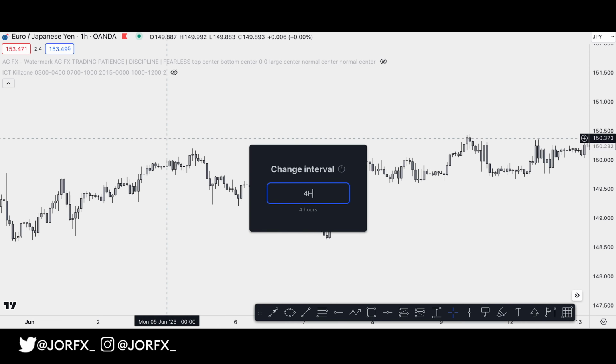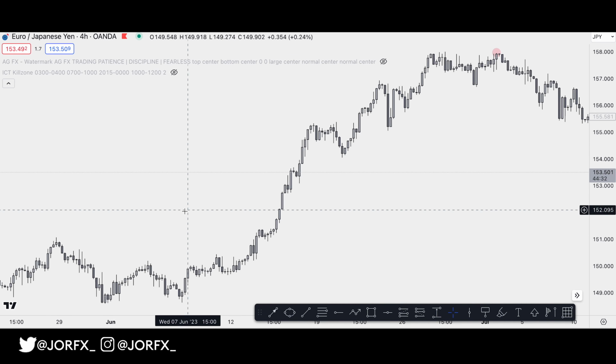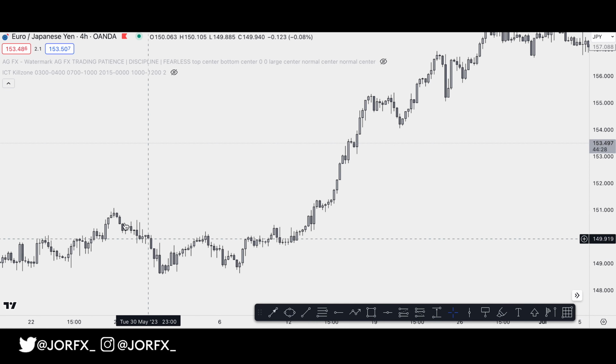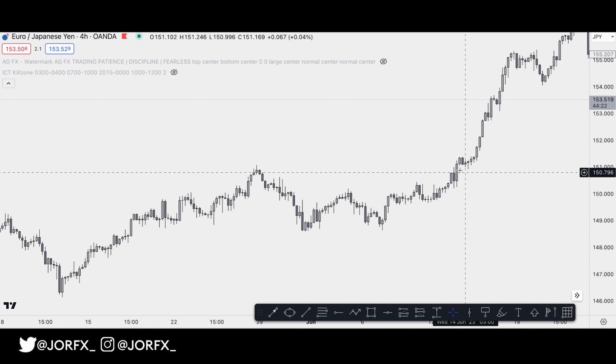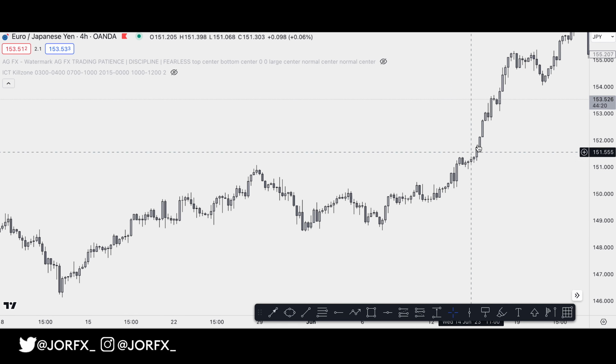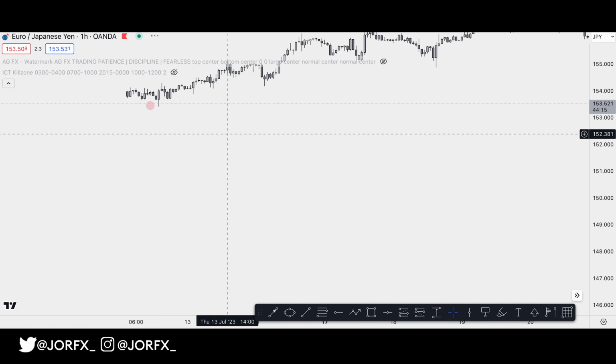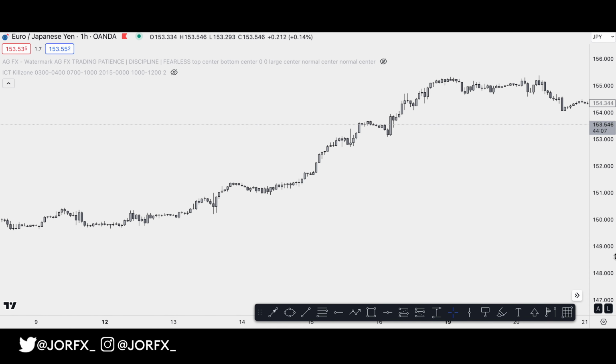So let's go to the 4 hour to confirm it first. As you can see, 4 hour, huge uptrend. And right here we were consolidating, and right here we broke out of the consolidation zone, so that is a confirmation for our uptrend. So let's go to our 1 hour again, and then I think we are right here.